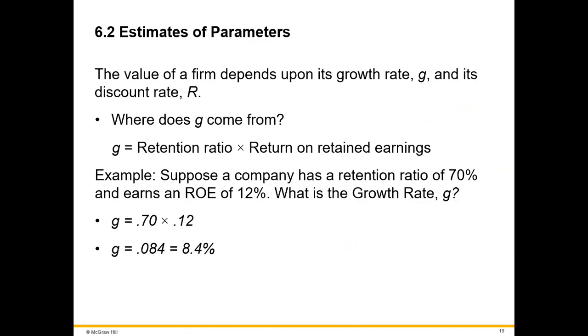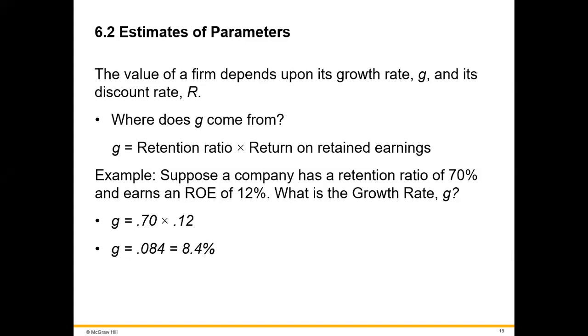Now, where do we get these numbers from, right? Where are these parameters coming from? And a lot of times they're estimates. Now, the first one, the growth rate model. The value of a firm depends on its growth rate and its discount rate. So where did these come from? Well, the growth rate comes from the retention ratio, retention being how much of the earnings the company keeps, what percentage does it keep. Dividend payout ratio is the other ratio, remember?